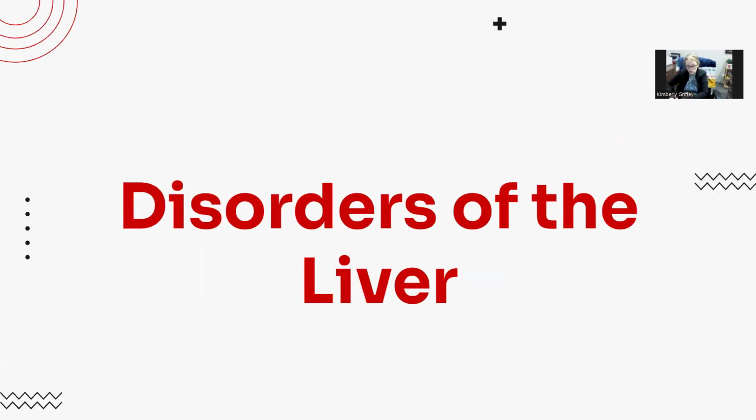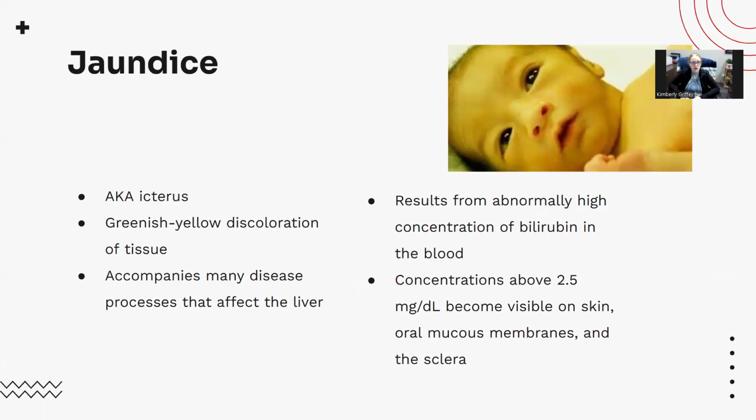All right, now we're going to talk about disorders of the liver. Jaundice is also called icterus. It's not really a disease process, but it's a sign of a different disease. They'll have this greenish, yellow, orange discoloration of their skin and tissues. And this can accompany disease processes that affect the liver.